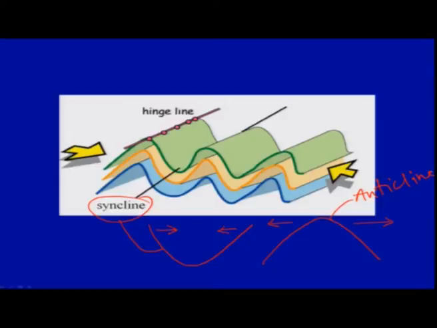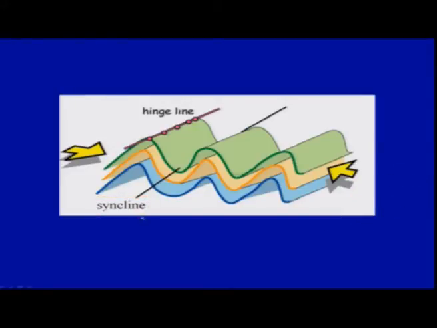So these are anticlines and these are synclines. Mostly in nature you will find that both are associated together. In the Himalayas, you will find the anticlines and synclines, and these are what we call anticlinal and synclinal valleys. So these are the anticlines and these are the synclines you have.